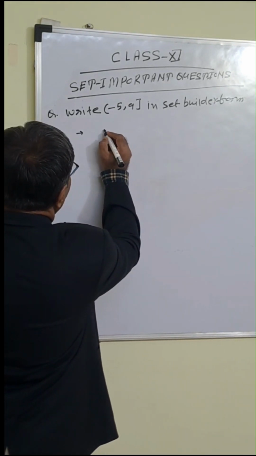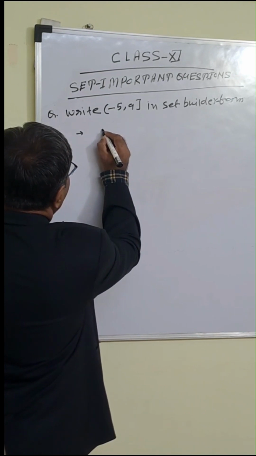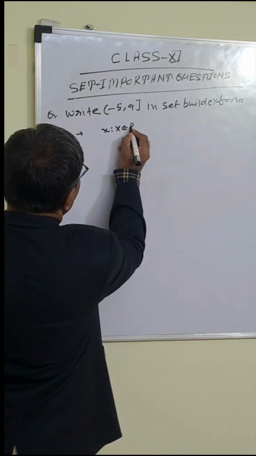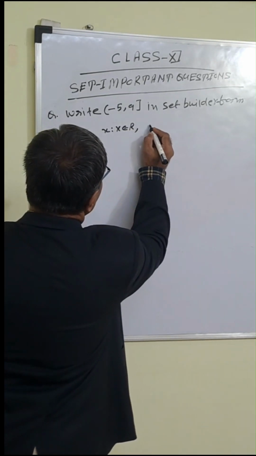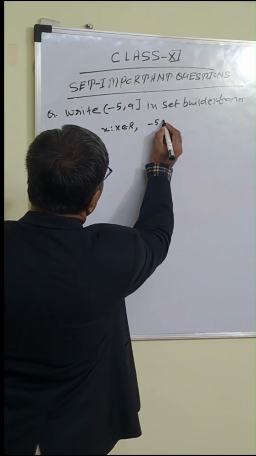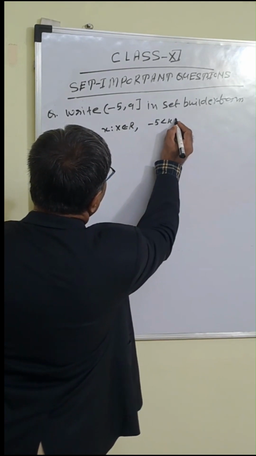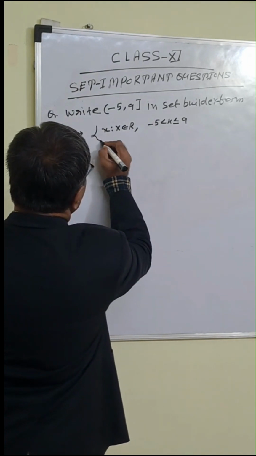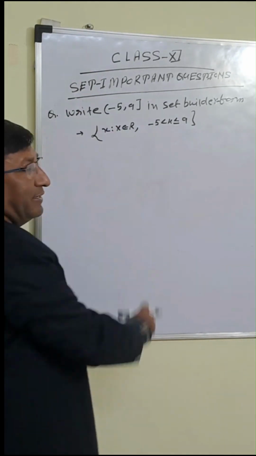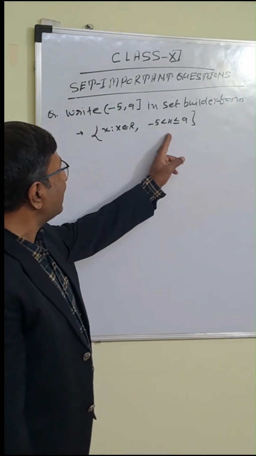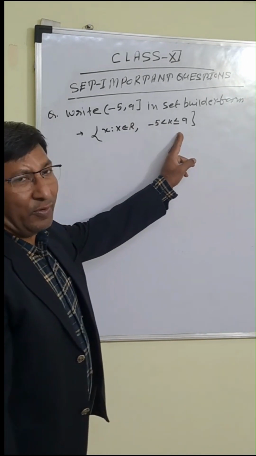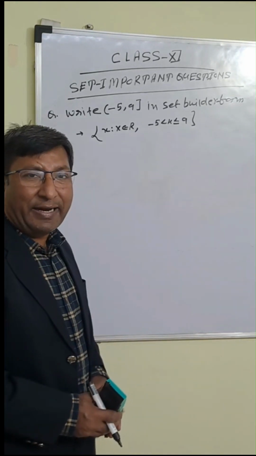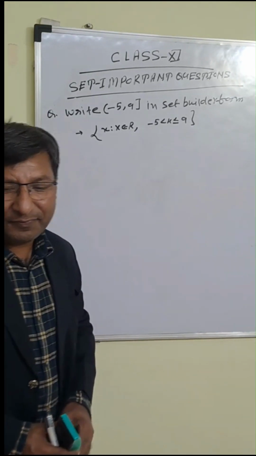That is, here you can write {x : x is an element of real number, and we can write -5 < x and x ≤ 9}. So when it is an open interval, then only this is less, and for a closed interval, less than or equal to. So -5 < x ≤ 9 is our right answer.